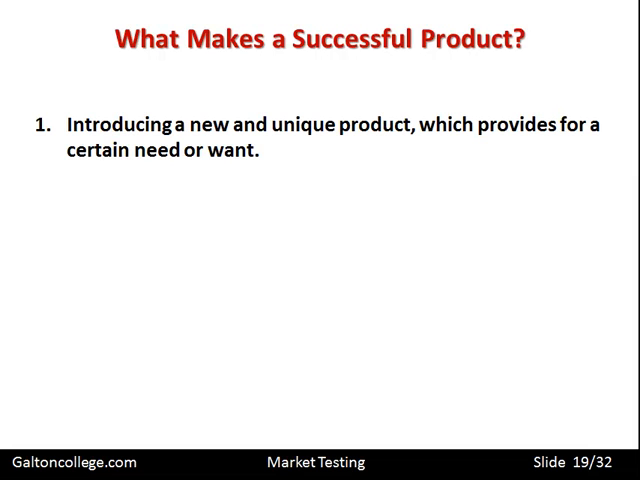What makes a successful product? Well, introducing a new and unique product which provides for a certain need or want. It's important that the customers want the product. So the customers have a need. Perhaps the customers haven't recognized that they've got the need. Perhaps the product will identify the need, and suddenly the customers will think, that's a good idea, I hadn't thought I wanted that, but now it's in the market, I will get one.